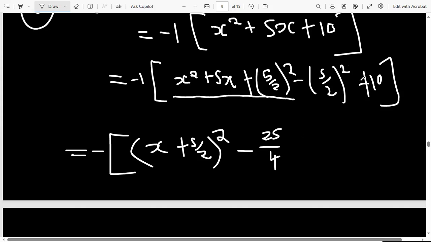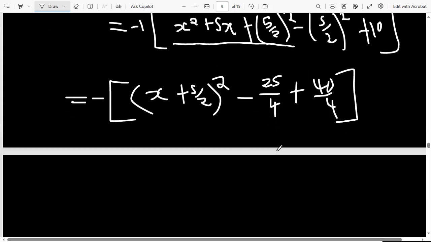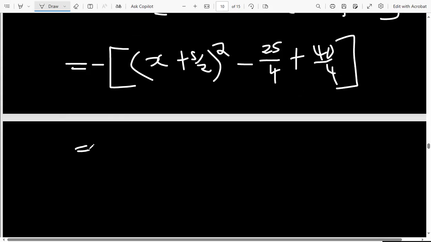And then I have plus 10 here, okay? So you see that plus 10, I can also write it as 40 over 4. 40 over 4 is the same as 10, right? Okay, you can also write it like this. So why am I doing this? So that I can just easily add these fractions, okay? So if you want, you can do that. But for the sake of simplicity, I'll write the 40 over 4 there.